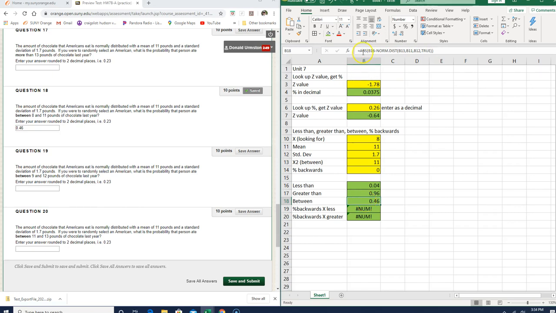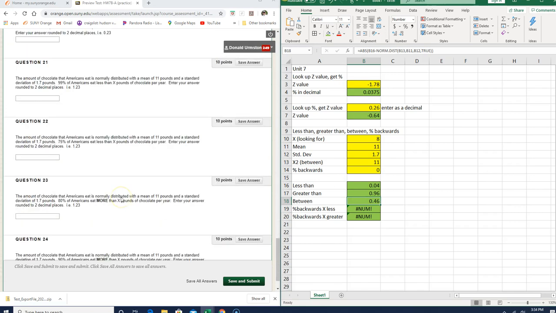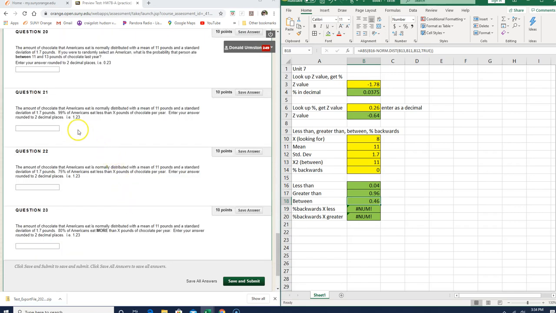Now, I used an absolute value formula, so I didn't get a negative value. Remember, this is probability. You can have negative z values, but you can't have negative probabilities. So if you get a negative probability, something went wrong. Okay. Let's jump down to question 21, and let's take a look at that.